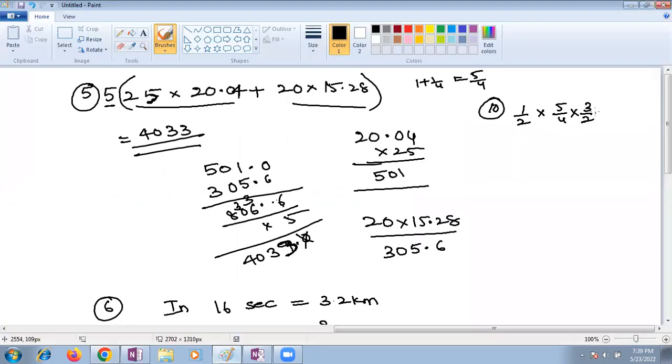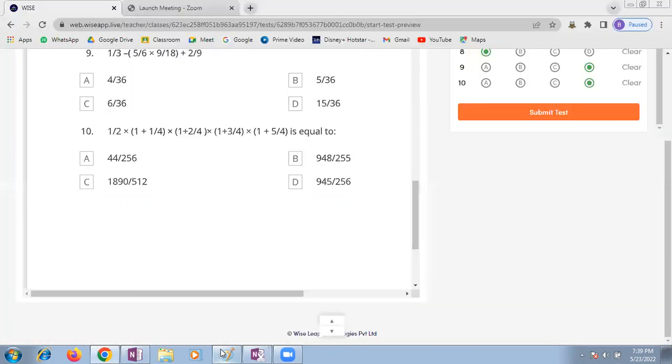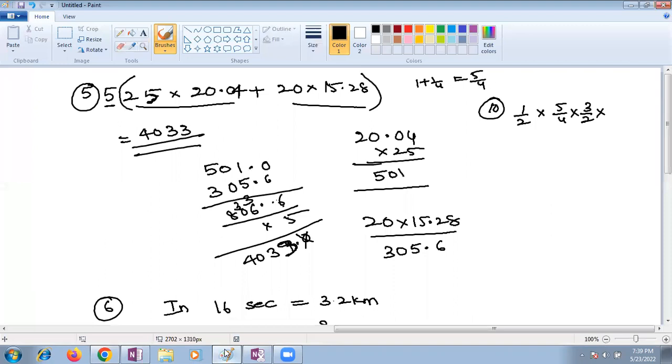And next, no big children, you can look only at the big. Everything will be cancelled. Next, this is 1 plus 3 by 4, means 4 plus 3, 7 by 4. 7 by 4 multiplied with 9 by 4. No cancellation means you will get a little more. Only multiply all numerators, Nana. 1, 5, 3, 7, 9 together.